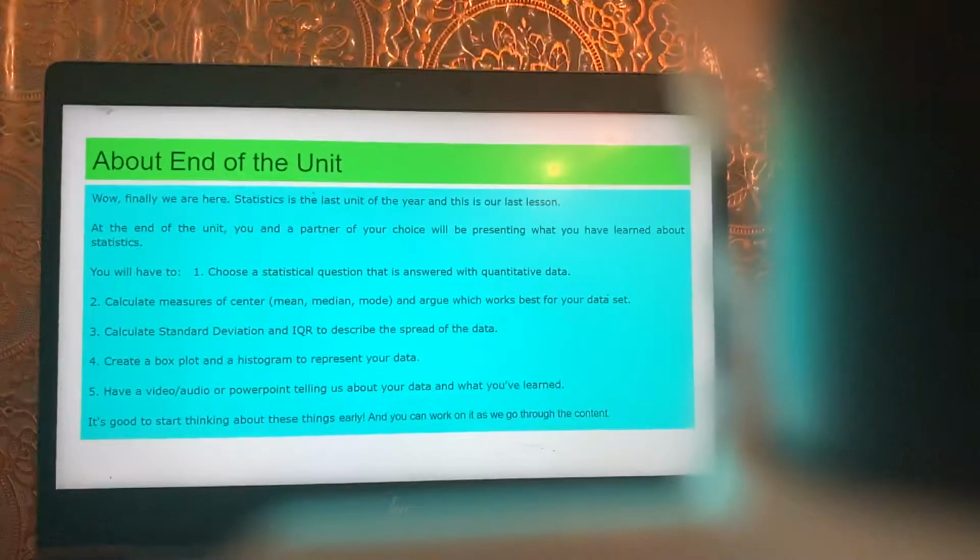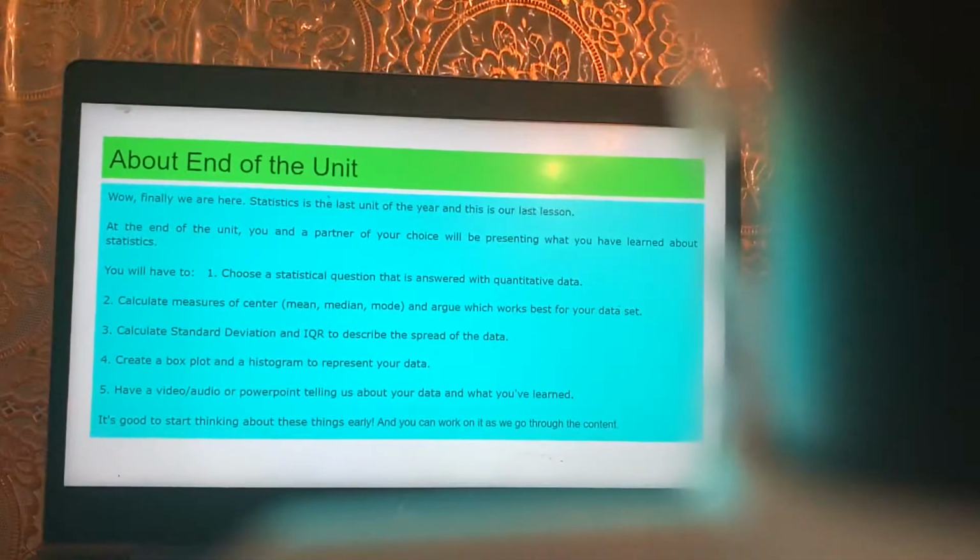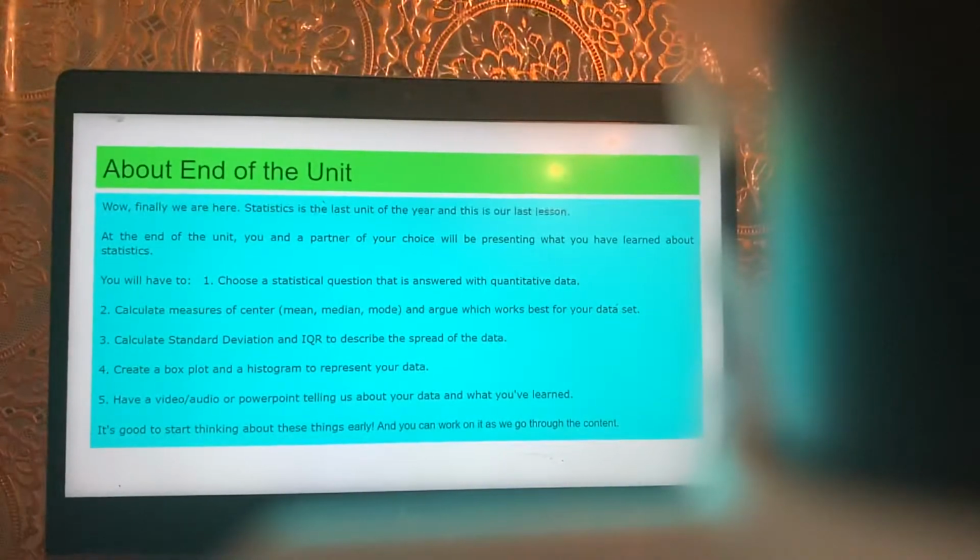But before that, about the end of the unit, you are supposed to do your project. Finally we are here and we are done, by the way. So statistics is our last unit of the year. You are going to do a presentation on statistics with a partner of your choice. First, choose a statistical question that is answered with quantitative data.